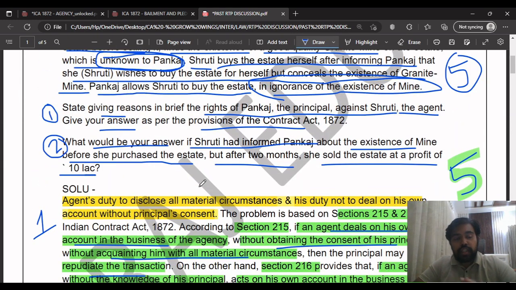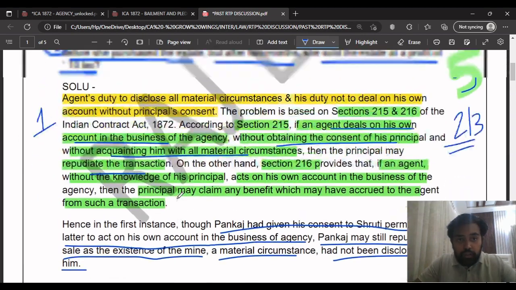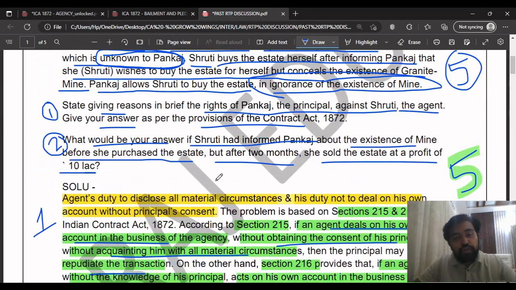Question number two, the second part of the question. What they have asked is, suppose Shruti had informed Pankaj about the existence of the mine before she purchased the estate, but after 2 months she sold the estate at a profit of 10 lakhs. In the second case, the agent has told the principal about the existence of the mine before she purchased the estate, and later on she sold it for a profit after purchasing it on her own.